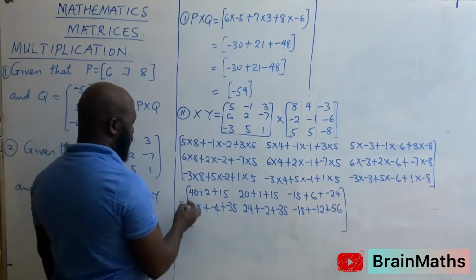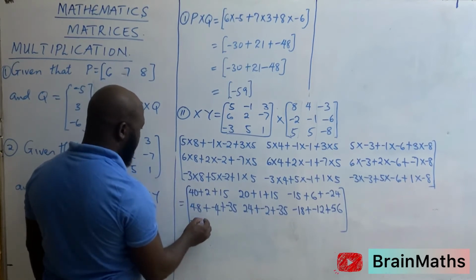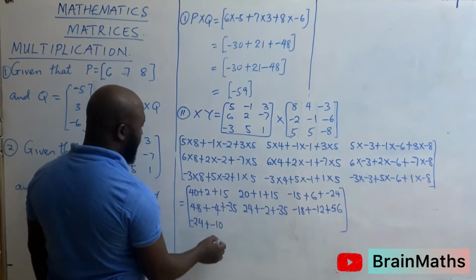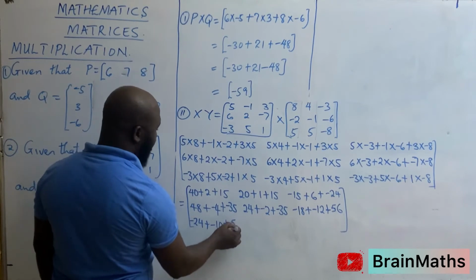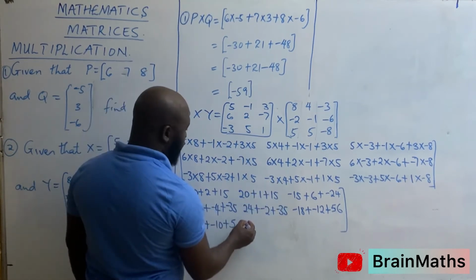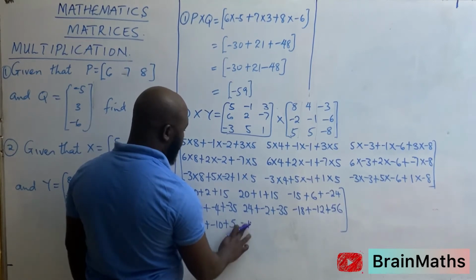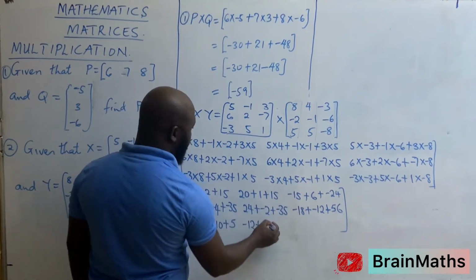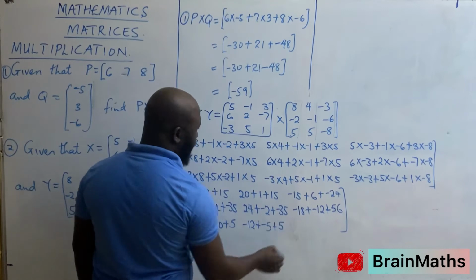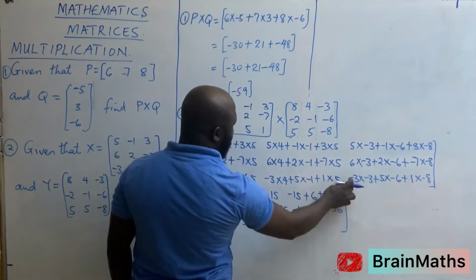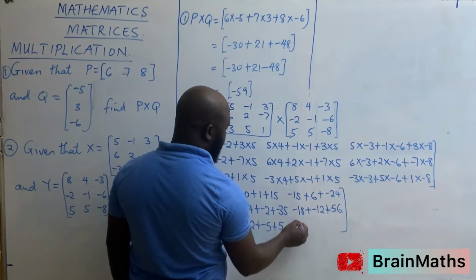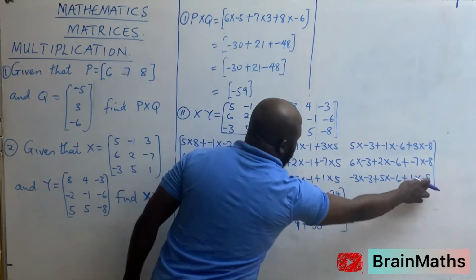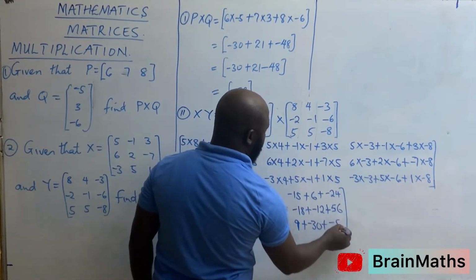And the last row will be minus 3 times 8, minus 24, plus minus 10, minus 5, minus 2 times 5, that is minus 10, plus 1 times 5, 5. And also we have minus 3 times 4, minus 12, plus 5 times minus 1, minus 5, plus 1 times 5, 5. We also have the last one, minus 3 times minus 3, that is 9, plus 5 times minus 6, minus 30, and 1 times minus 8, minus 8.